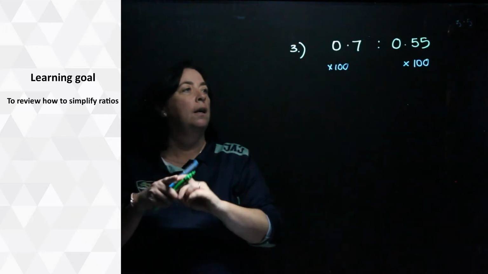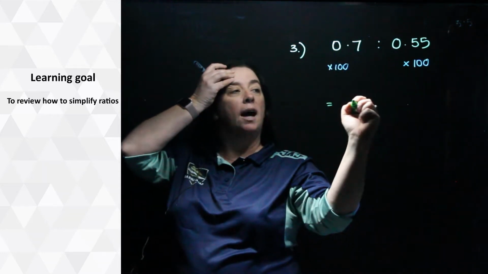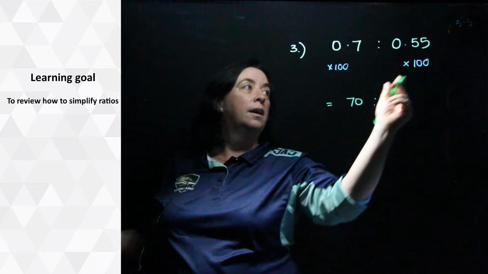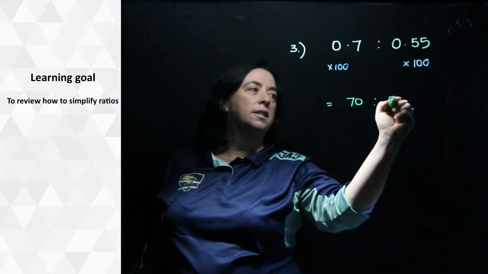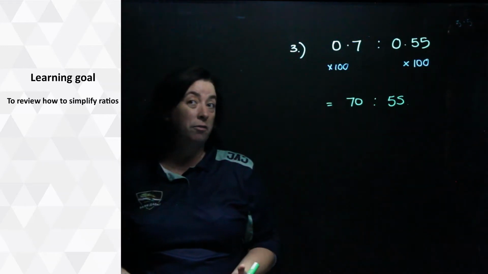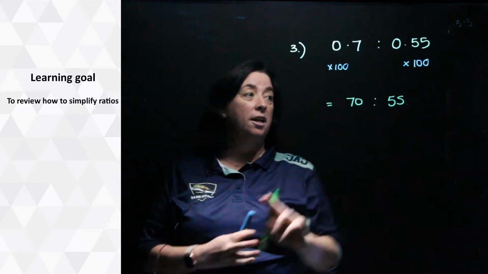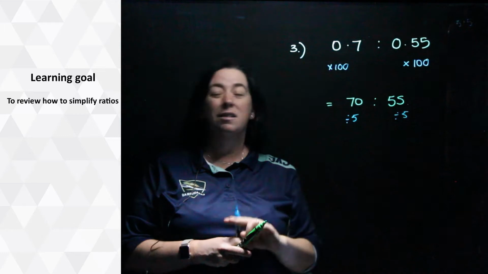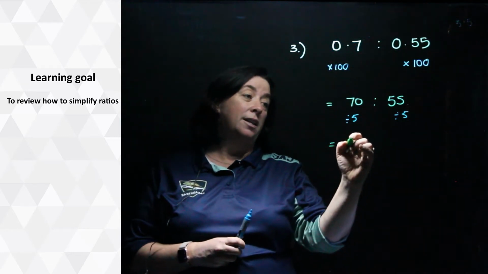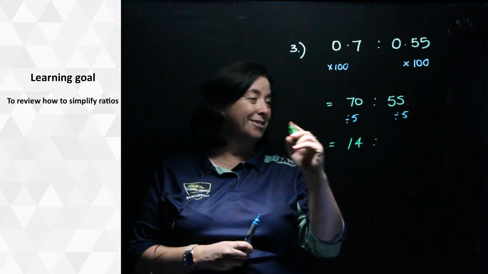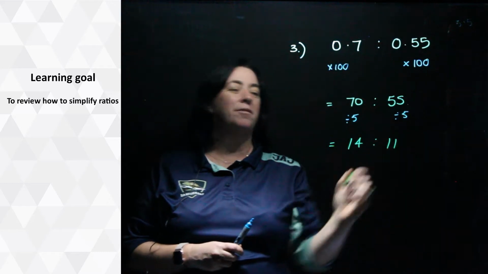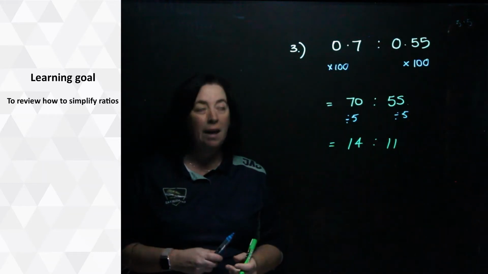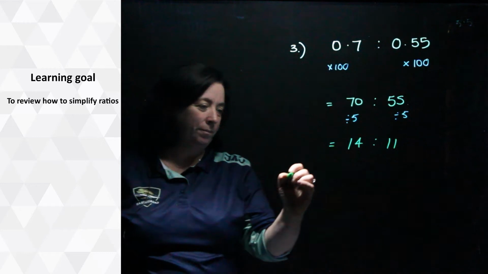And the reason I have to multiply them both, whatever you do to one side, I've got to do to the other. So I've got 0.7 times 100 is 70. 0.55 times 100 is 55. And so now you've got a straightforward question where you can just divide both by 5. 70 divided by 5 is 14. Oh, no, that off the top of your head. 55 divided by 5 is 11. And there's your answer.